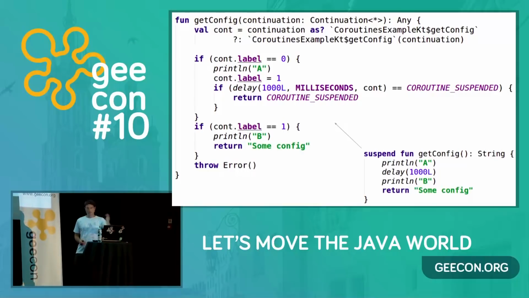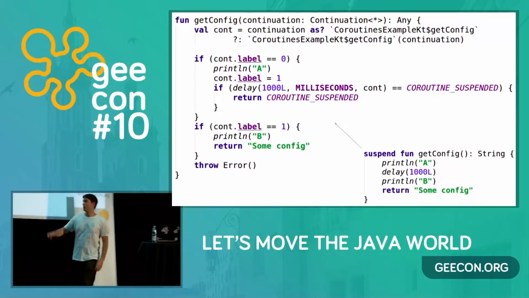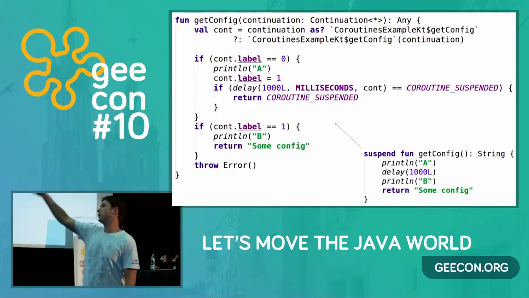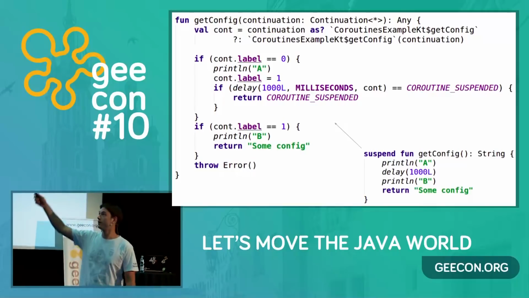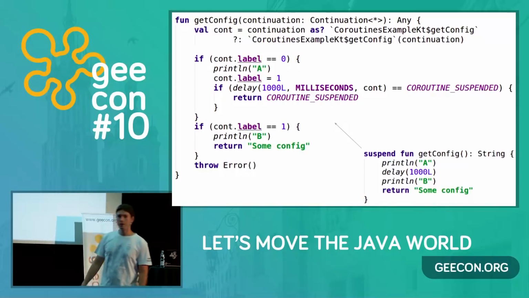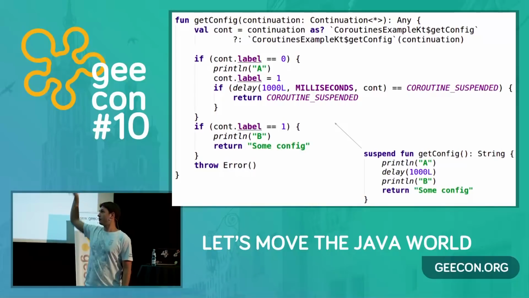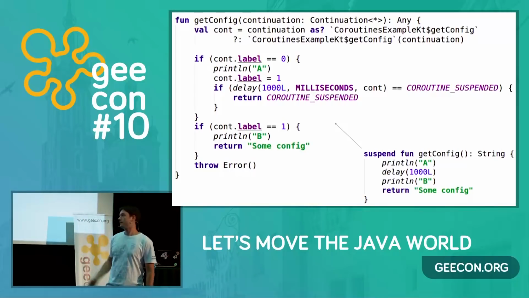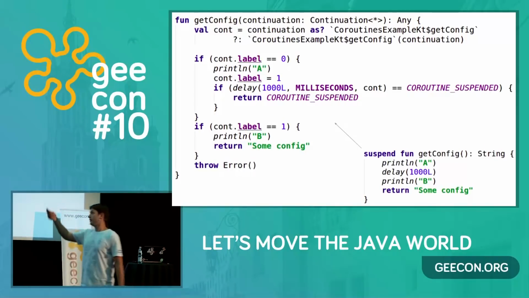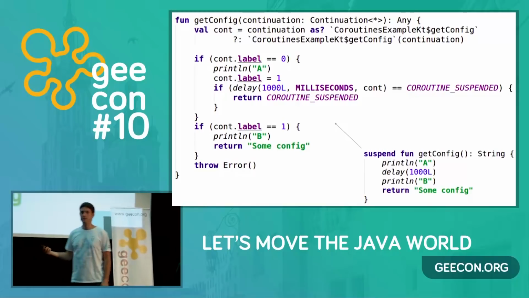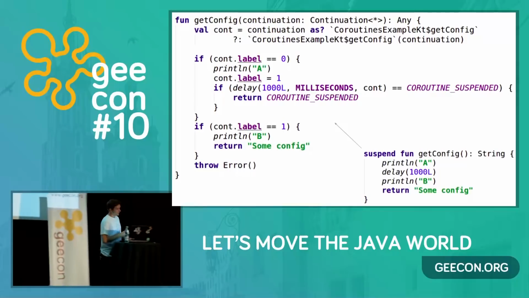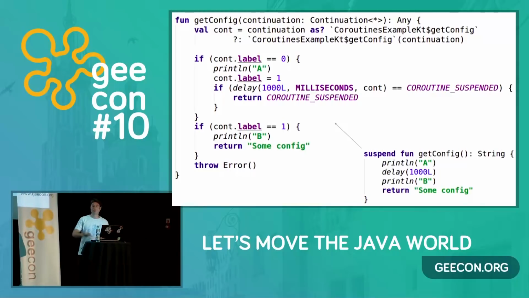And then we have a so-called state machine. So depending on what state we are in, we'll have different code invoked. In the beginning, we have label set to 0, so we start from the beginning. We run the top part of the code, print A. Before the suspending point, we set continuation to the next state, and then we invoke our suspending function, delay.